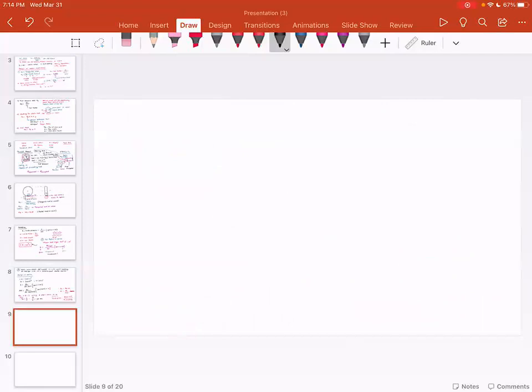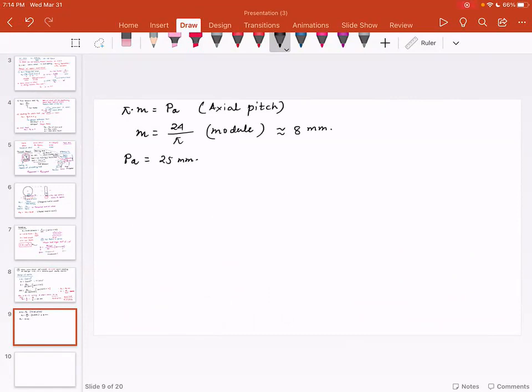I can find out the value of module. Please note, pi times module is axial pitch. So module is equal to PA, which is 24, divided by pi, that gives me the module. And you will notice your module will be approximately 8 millimeters. So you can find out the value of PA, which is about 25 millimeters. And that will give you the value of LN, and that will give you the value of LA.